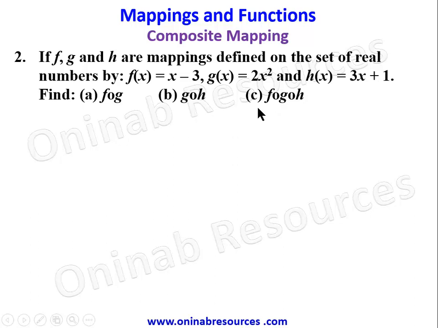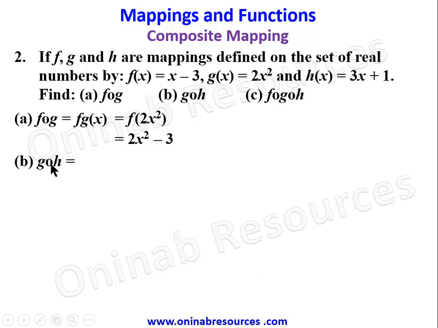So we start from the A part of the problem. Fog, that is fg, as we just explained, g of x first, then f. So we have f of g of x, and our g of x is 2x squared, so we have f of 2x squared. From here, f is x minus 3, so we replace the x with 2x squared, so we have 2x squared minus 3, and we cannot simplify further. That is the solution to problem 2A. For problem 2B, we have gh.